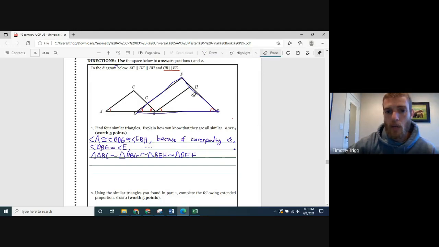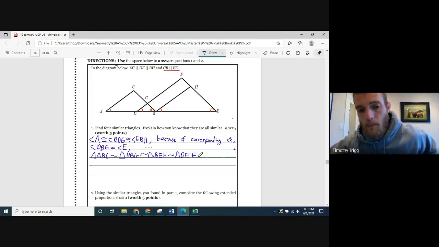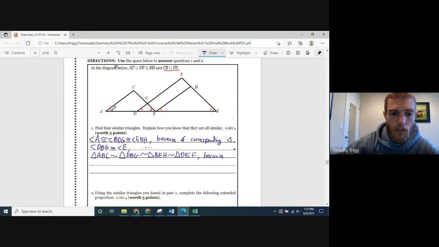Okay. Now, how do we know that's true? How do we know that all these triangles are similar to each other? So, comma, because why? Well, it has to do with all those angles that are congruent to each other. Notice for this triangle, ABC, you have one angle with a single swoosh and then one angle with a double swoosh. Is that the same with this triangle over here, BEH? Well, yes, it's the same. One with a single swoosh and one with a double swoosh.